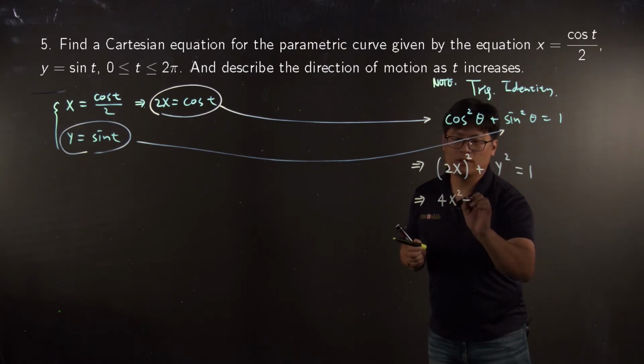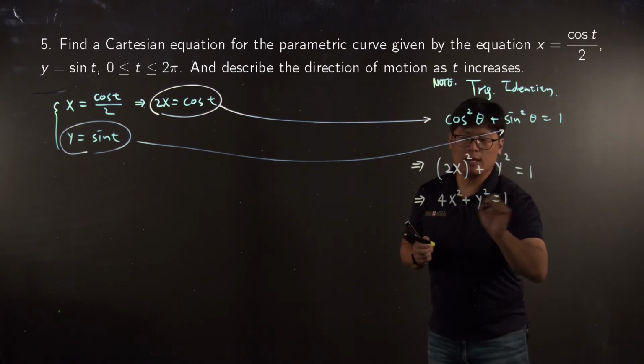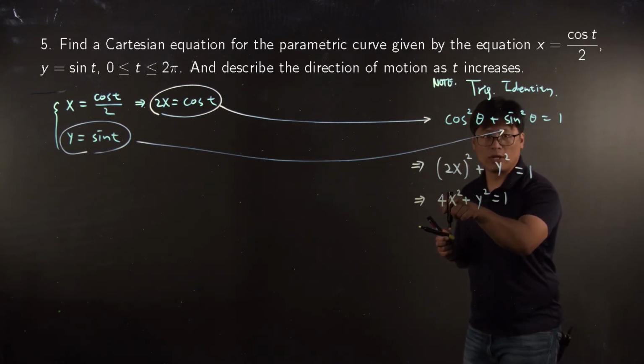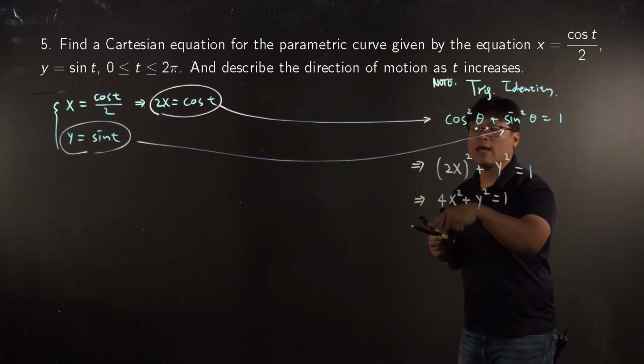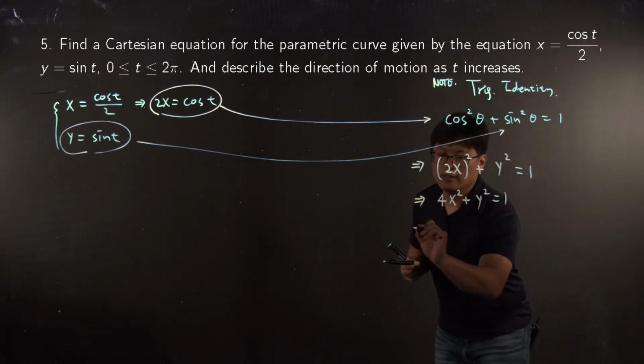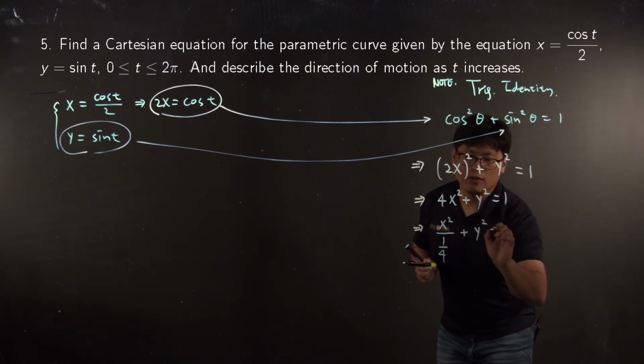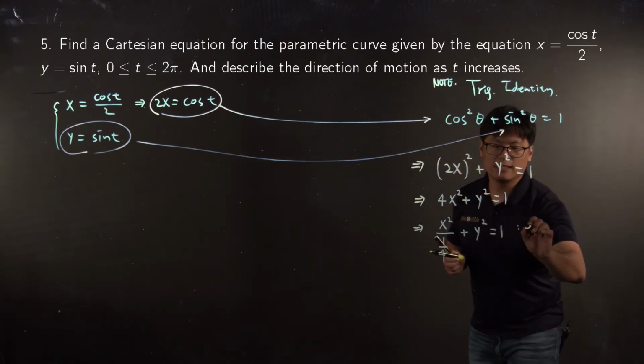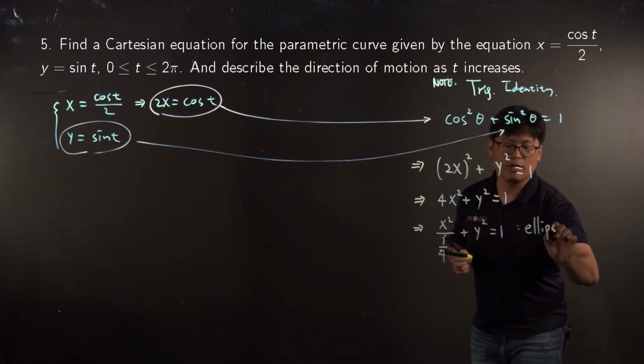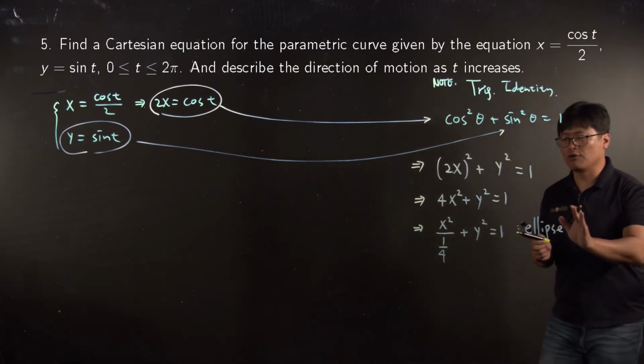4x squared plus y squared equal to 1. And this 4, which is in the numerator, we can write as the reciprocal of a denominator. It is x squared over 1/4 plus y squared equal to 1. That is an ellipse. So we're going to try to draw the graph of this one.